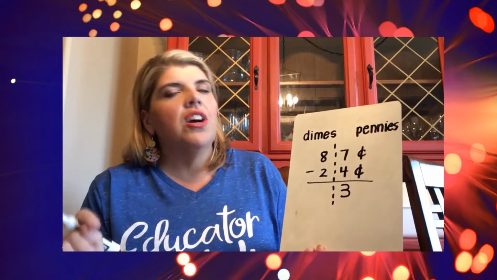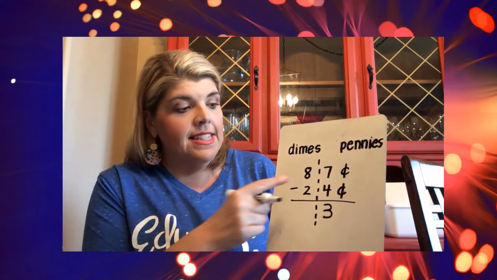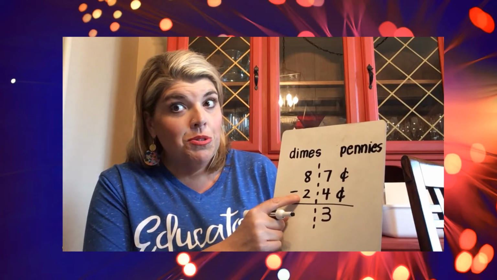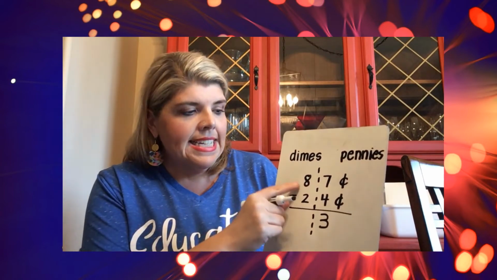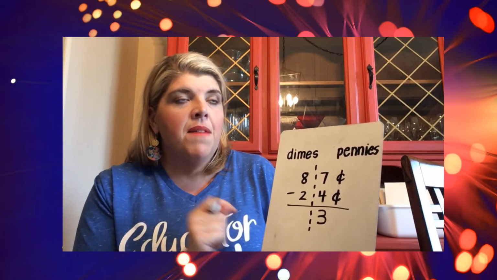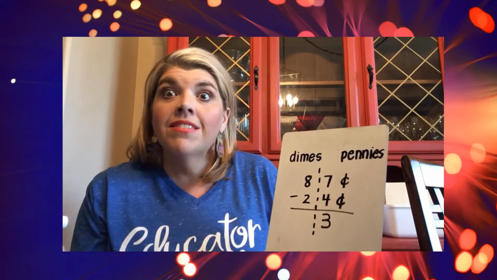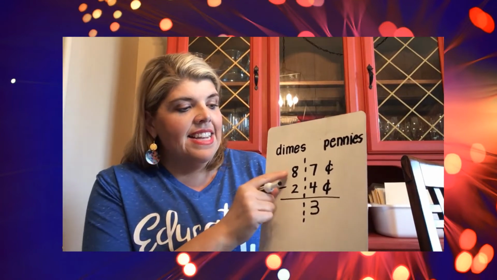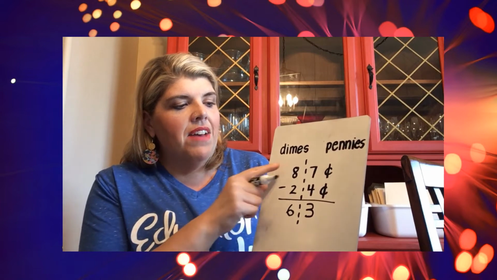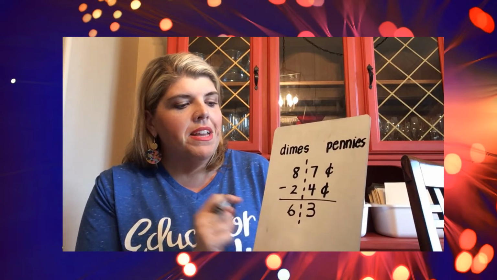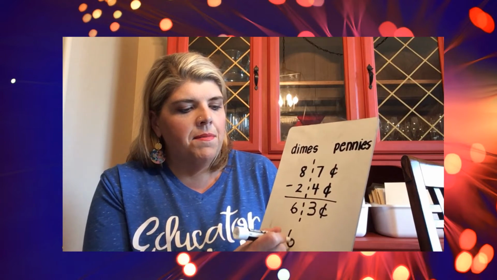Then I'm going to look on the dime side. If I have 8 dimes, which is 80 cents, 8 dimes minus 2 dimes, which is 20 cents. But in my head, I can just say 8 dimes minus 2 dimes. 8 minus 2 is, you're right, it's 6. 8 minus 2 equals 6. So if I have 87 cents and I subtract 24 cents, my answer is 63 cents.